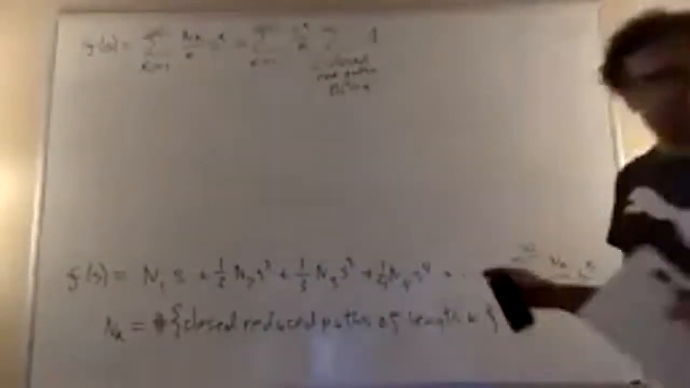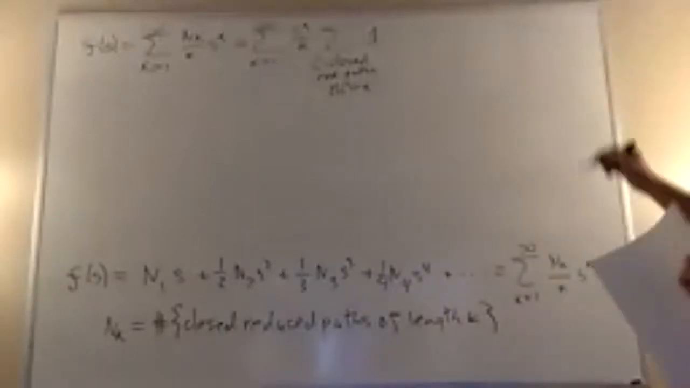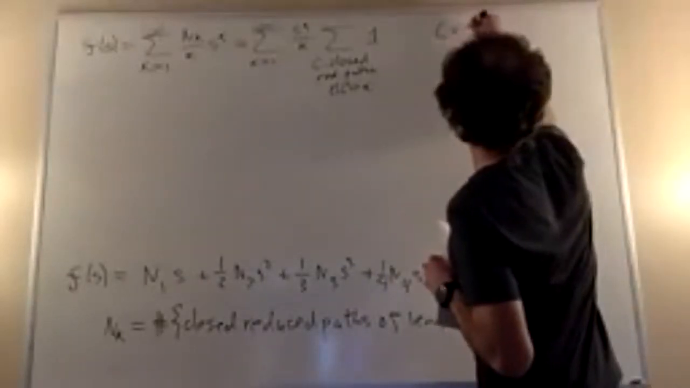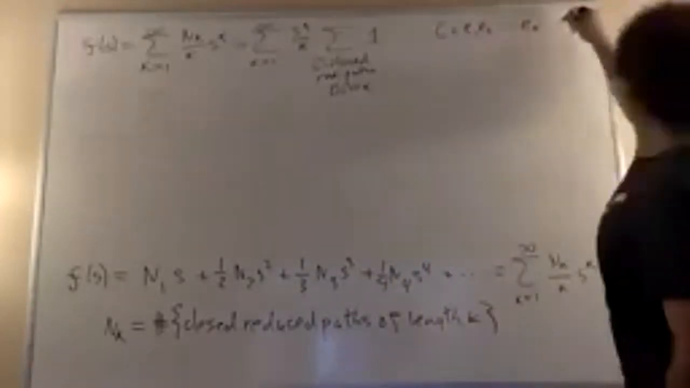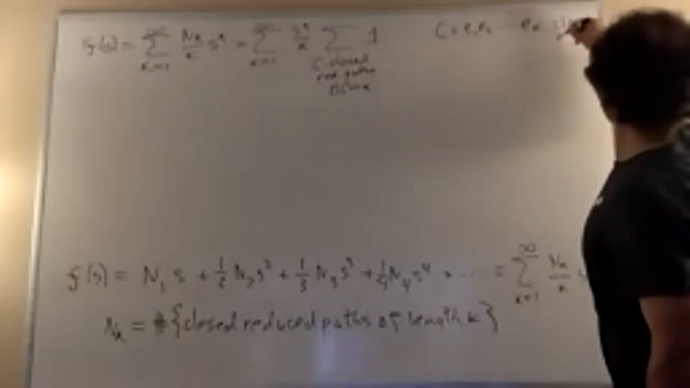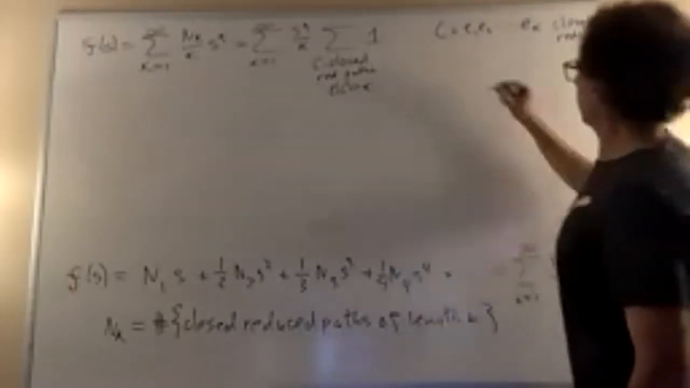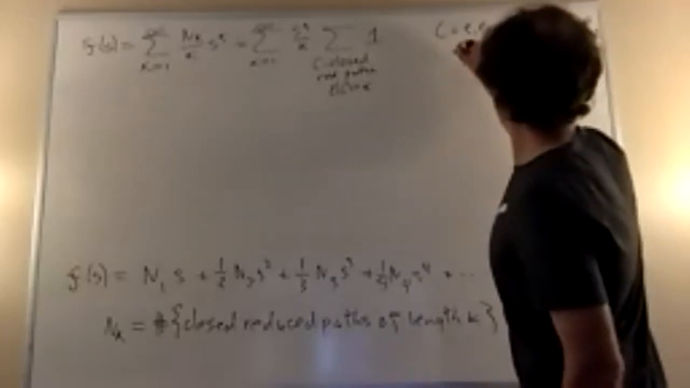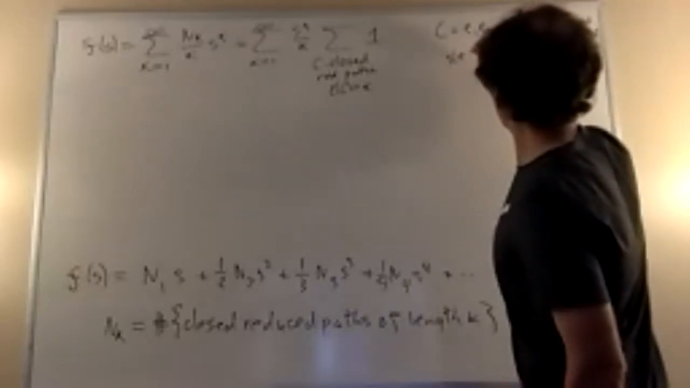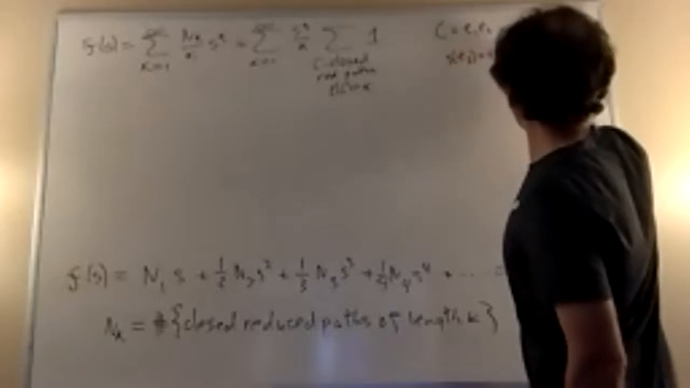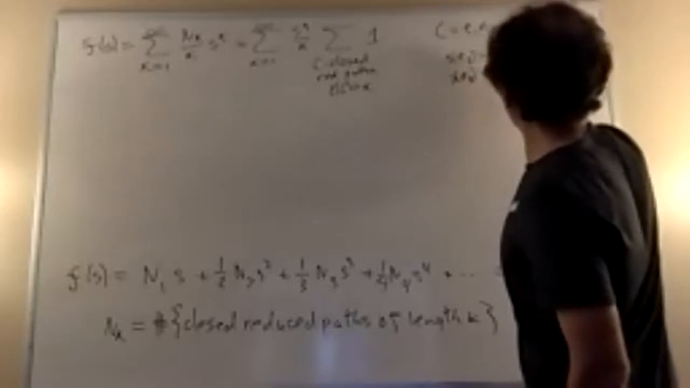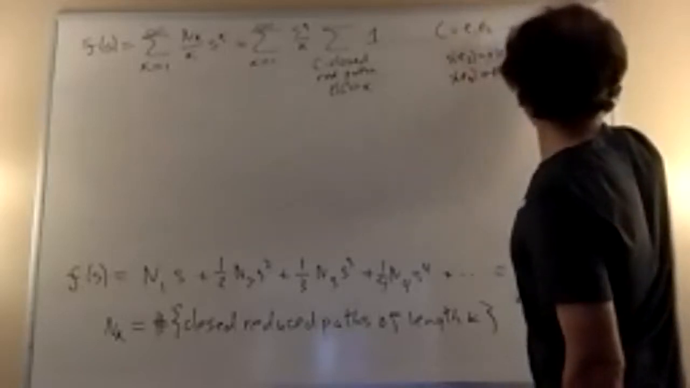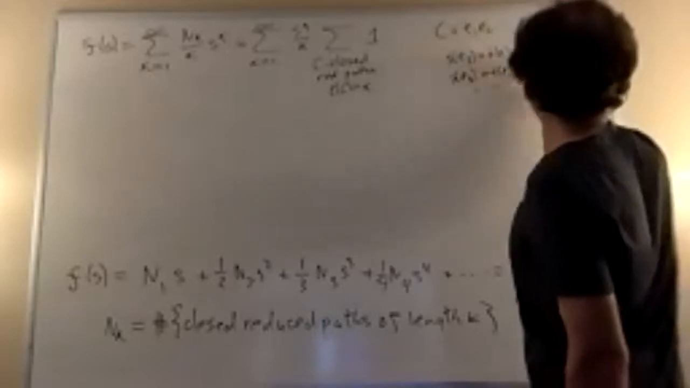Now, how do I know if a path is closed and reduced? If I have C, which is a path E1, E2, etc., Ek, then this is closed and reduced if and only if the source of E2 is the target of E1, and E2 is not E1 bar. The source of E3 is the target of E2, and E3 is not E2 bar, and so on.